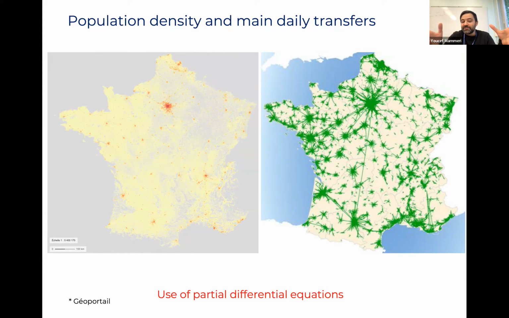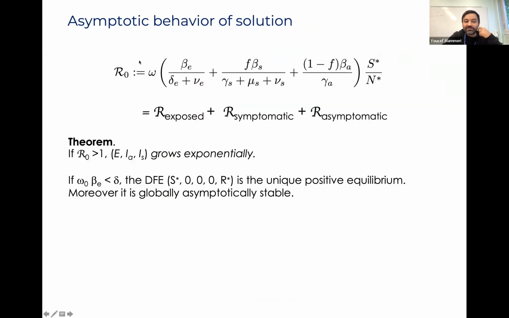So what I did is actually quite simple. I used some partial differential equations because now I have two variables. I have the time, the number of infected by time, but I also have where the infected are. So I have the time and the space. And then you can compute like that. So you can still have a basic reproduction number, which is exactly the same as before.